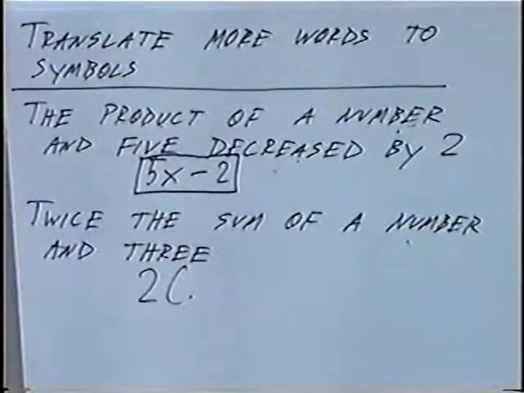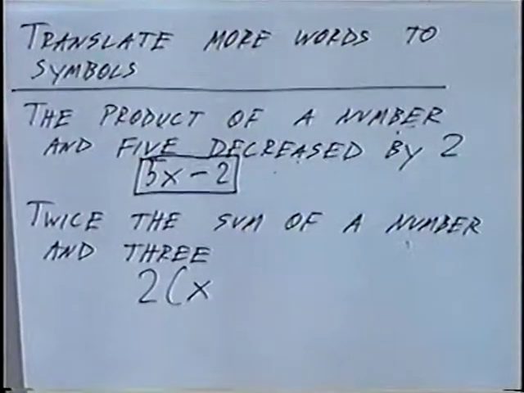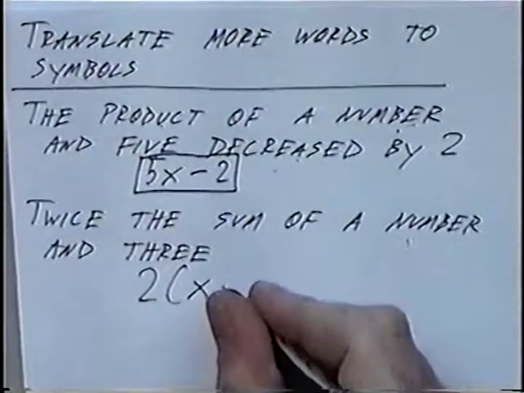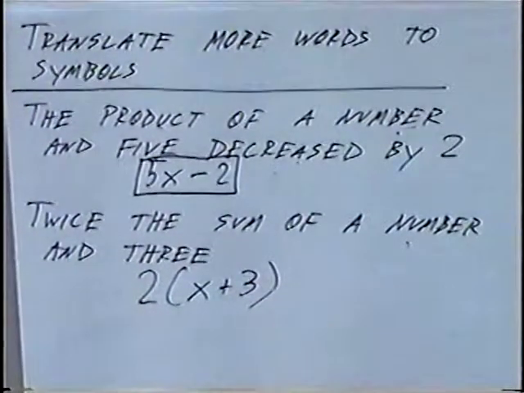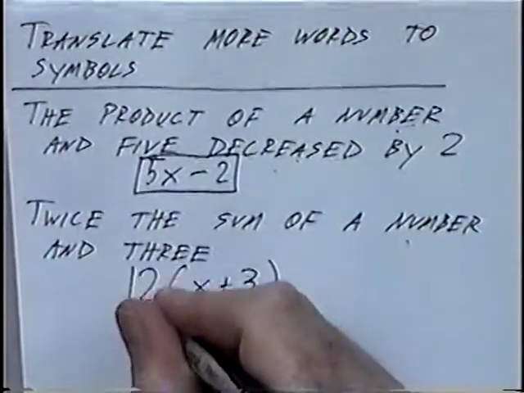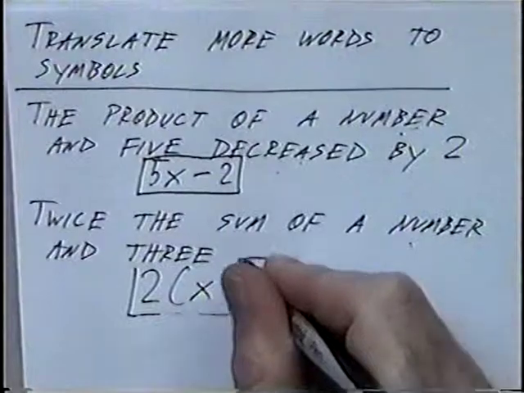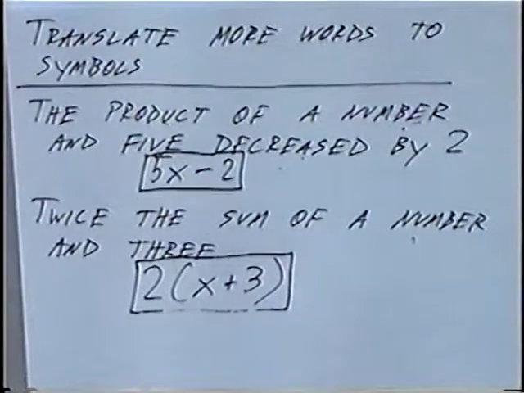So the sum of a number, which again we can use a variable x, and we're taking the sum of x and 3. So the answer to the question would be 2 times, in parentheses, x plus 3.